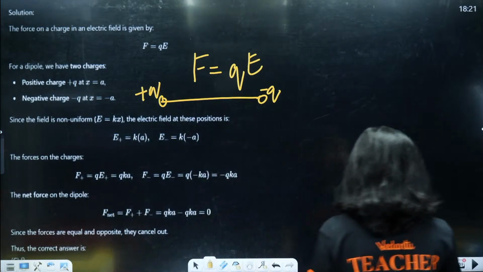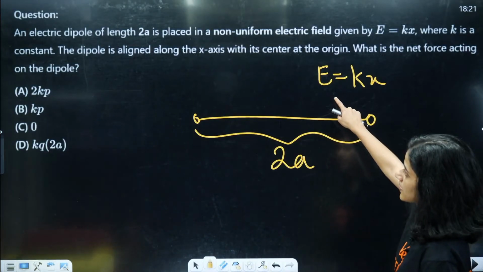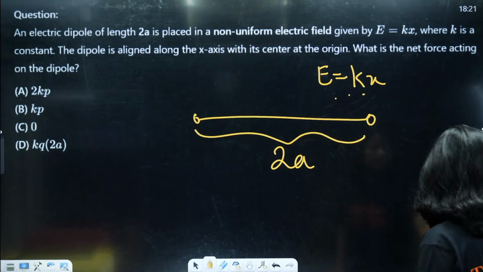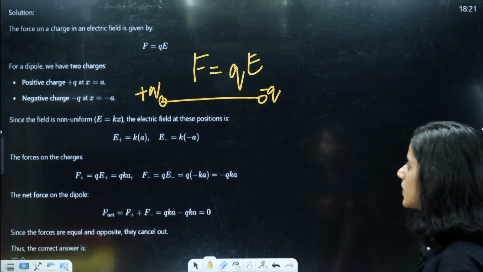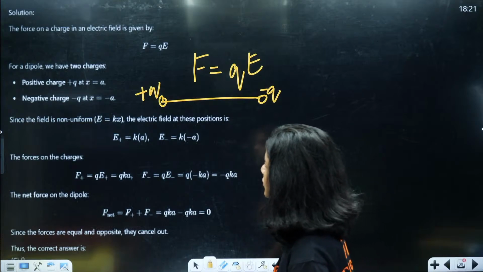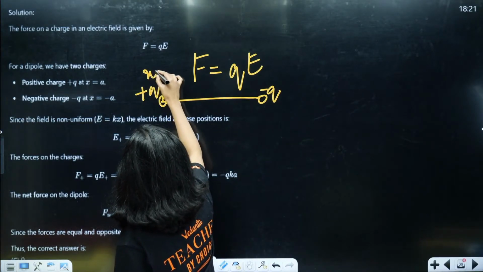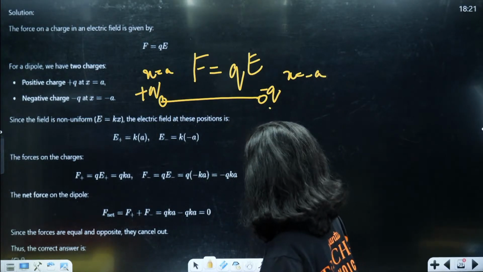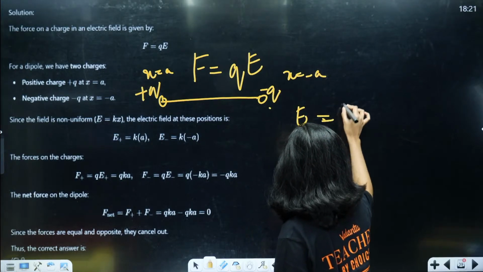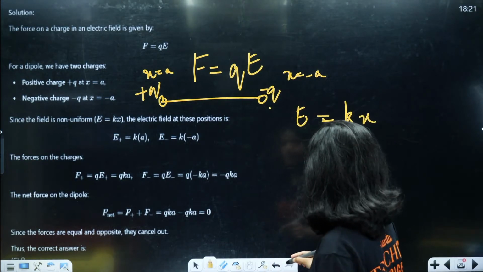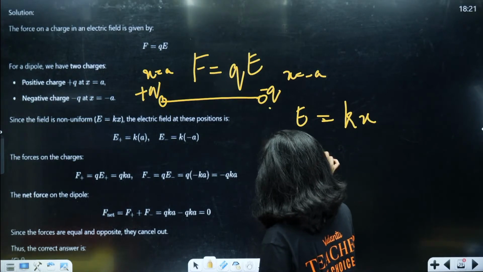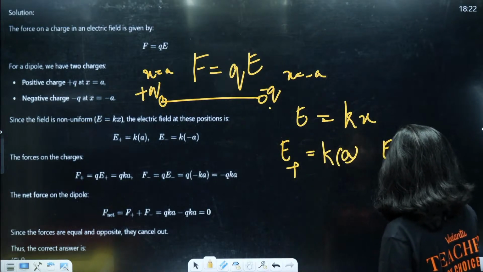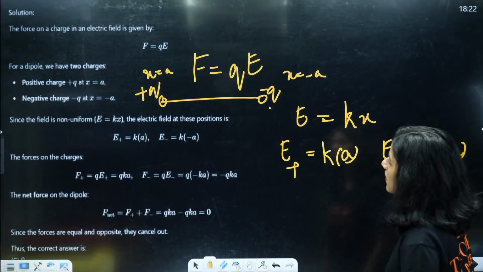So what is there in the question? In the question it says the electric field is E equals kx. It's placed at a distance 2a as well. So the positive charge plus Q is placed at x equal to a, and minus Q is placed at x equals minus a. Since the electric field is E equals kx, for the plus charge it would be k times a, and for the negative charge it would be k times minus a.